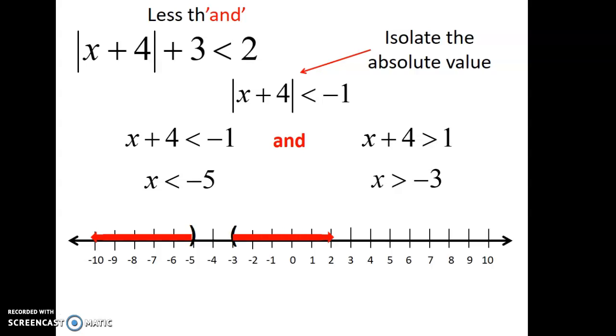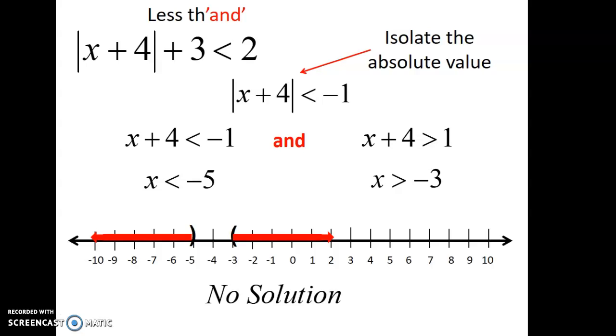Now this should raise some red flags because in this case, it's an and question, but the graphs don't overlap. And that means there is no solution. There is no number that will make this inequality true because the absolute value causes issues.